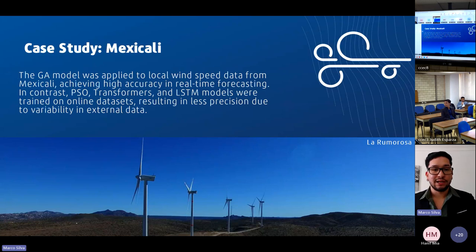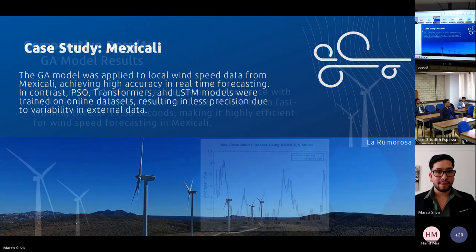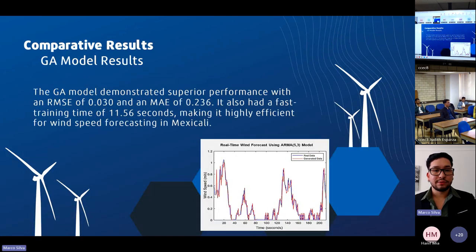Case study, Mexicali. This case study used wind speed data from Mexicali. The GA model was trained on data from a local weather station, achieving high accuracy. The PSO, transformer and LSTM models used data from a public web page, resulting in more variability due to the difference in data source. Comparative results.